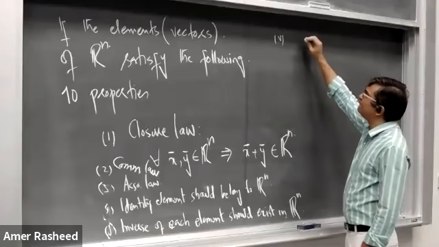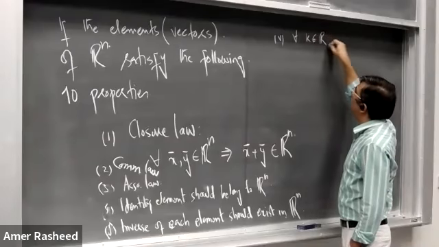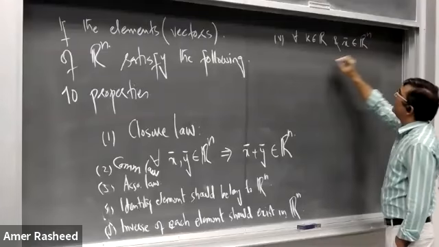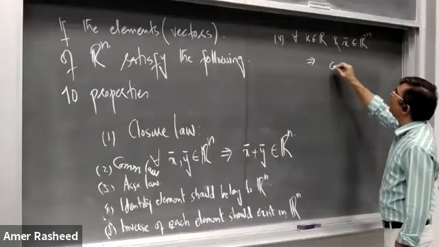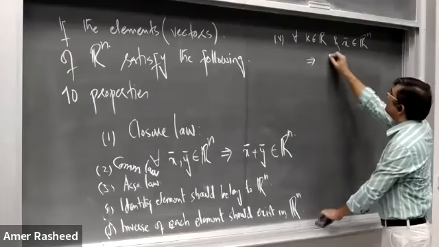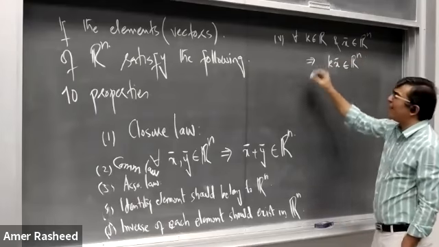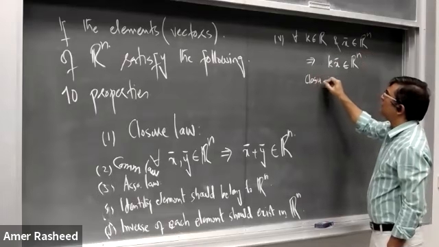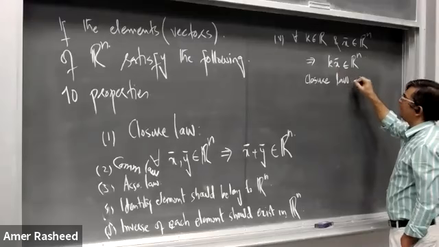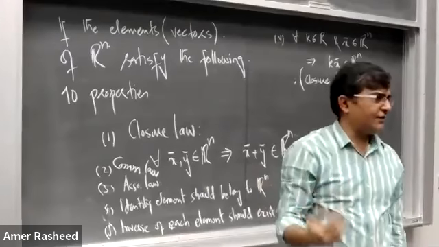The fifth one is for all k belongs to R and x belongs to Rn, implies k times x belongs to Rn. This is kind of a closure law, but it is not exactly the closure law. Closure law with respect to the scalar multiplication, you can say it.